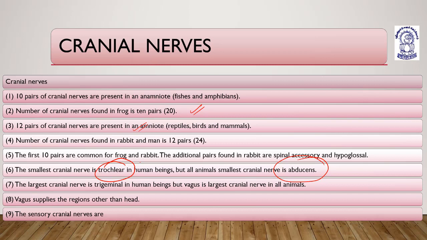The largest cranial nerve in human beings is trigeminal, but vagus is the largest cranial nerve in all animals. The smallest cranial nerve is abducens, and in human beings it is trochlear. Okay.